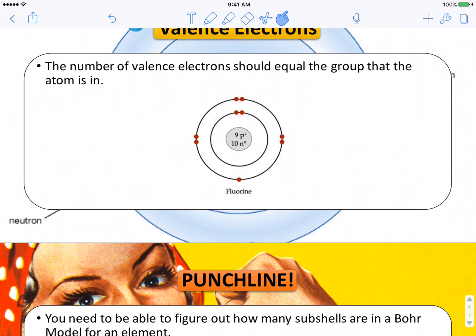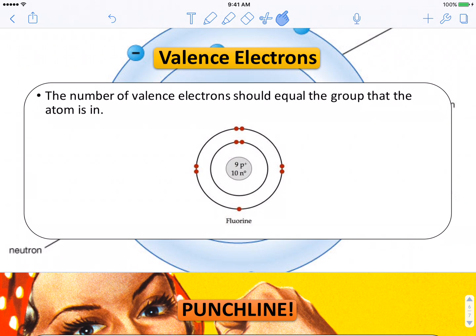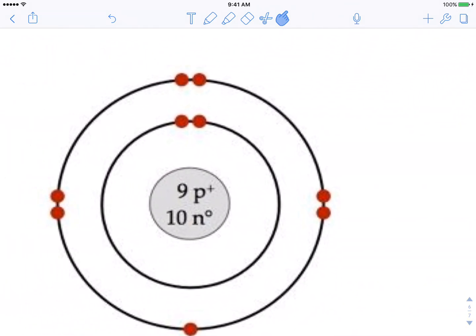Now, let's check this one. So we have a fluorine atom, and fluorine has 9 protons. Its atomic number is 9, so we have our 9 protons. It has an average mass of 19, so this isotope seems to have a mass of 19, so it would have 10 neutrons.